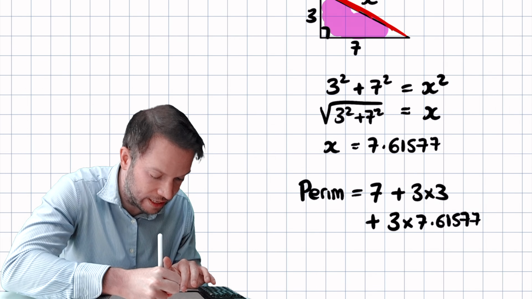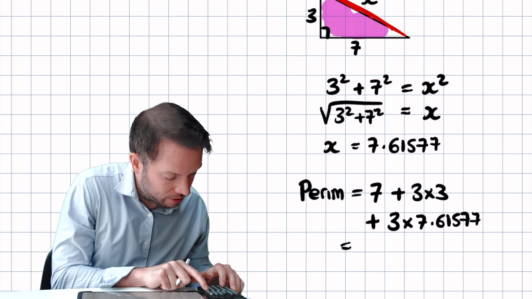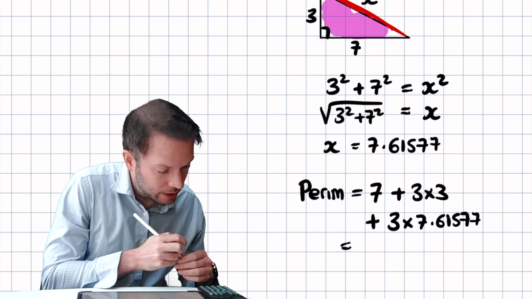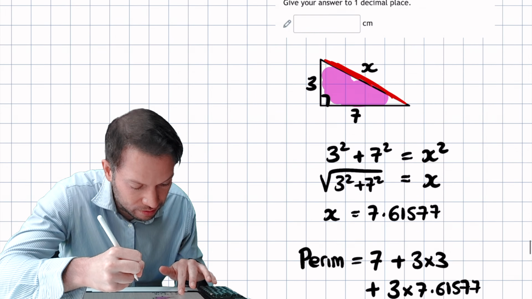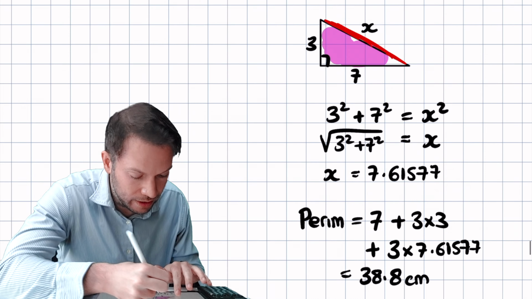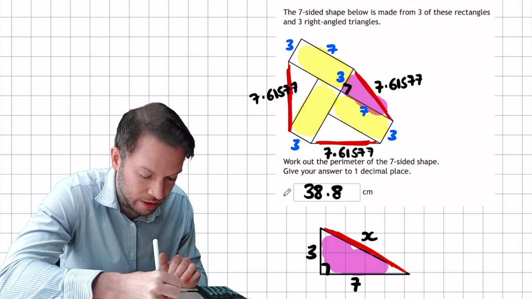And let's just put that into the calculator to find the total perimeter. So we get 7 plus 9 plus 3 times that answer. And that gives you 38 point something. How many decimal places does it want? It wants 1 decimal place, so just 38.8 will do. And that is the final answer. It's 38.8 centimeters, and we are done.